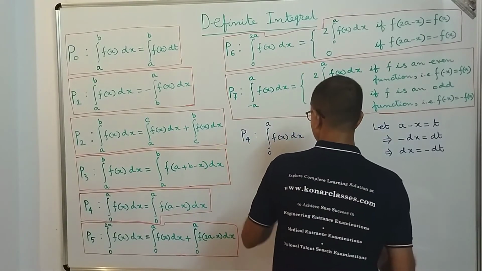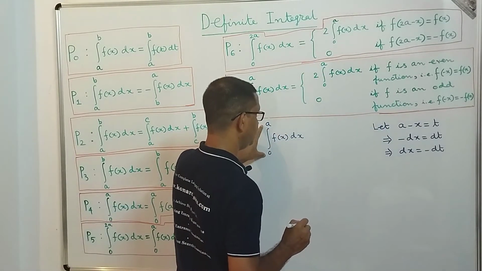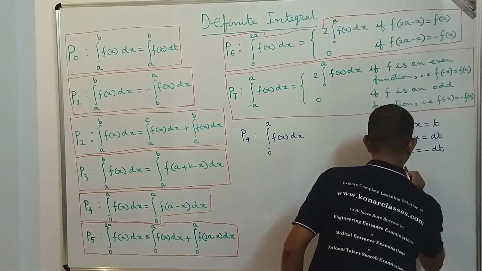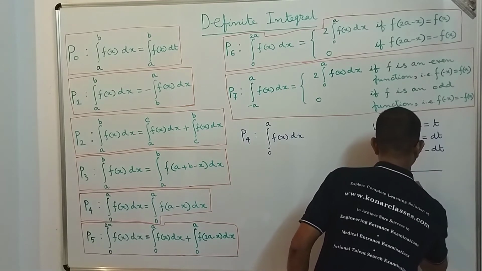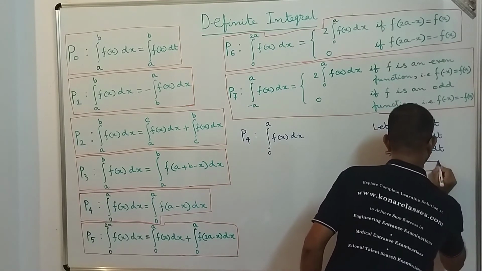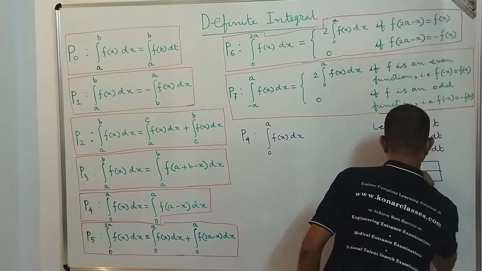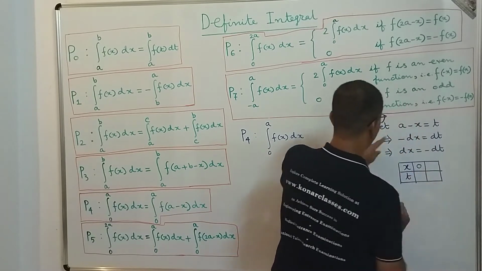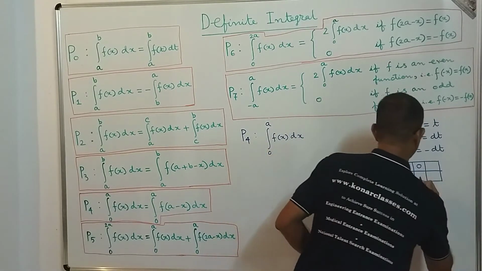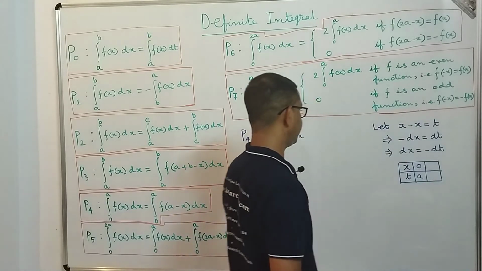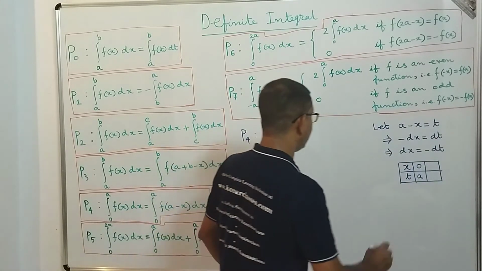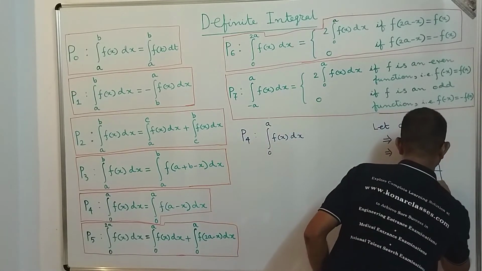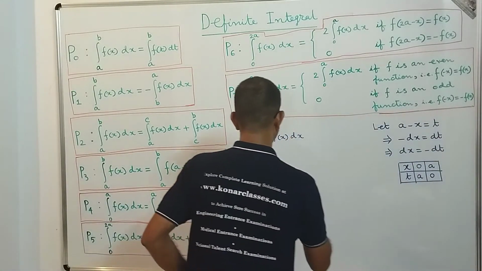We need to find the new lower limit and upper limit with respect to the variable t, and for that, the way we have done it earlier, we create a table. So when x is equal to 0, we get t equal to a from the relationship a minus x equal to t, and when x is equal to a, we get t equal to 0. So what do we get here, dear students?